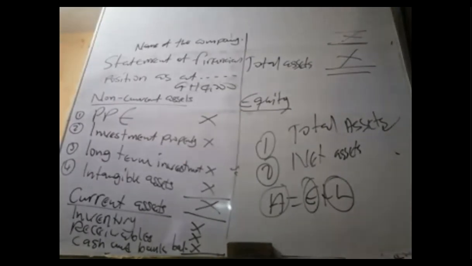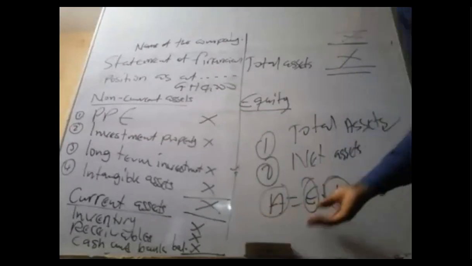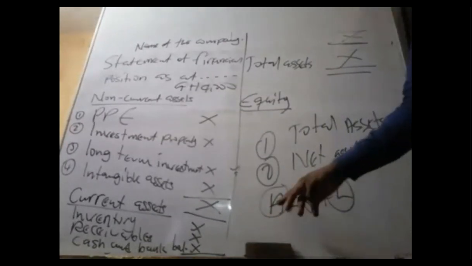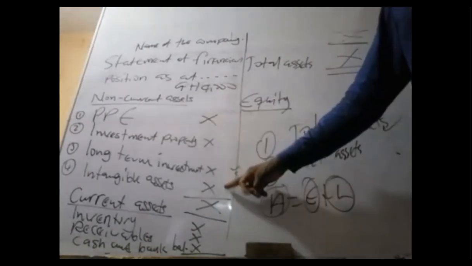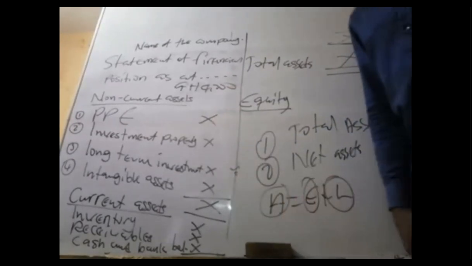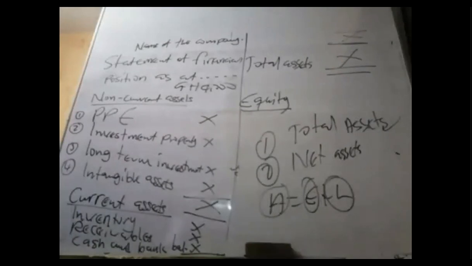So basically, that is it. Okay, so take notes. And that's the approach that we are using. We started with the non-current assets here. We finished them, and then we went to the current assets.